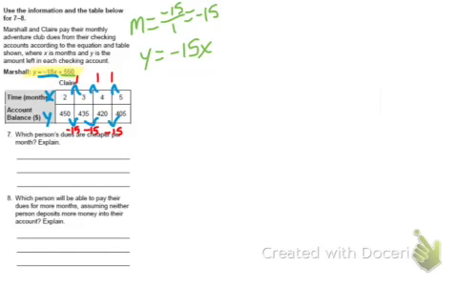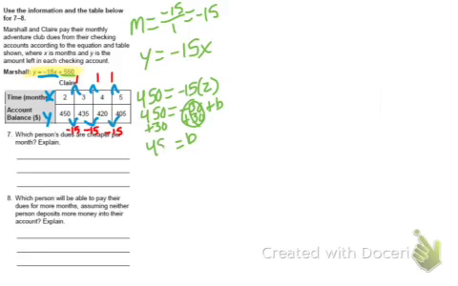Let's plug in some values. 450 equals negative 15 times 2. So 450 equals negative 30. No, it doesn't, so we have to add our b and get rid of 30. So we're going to add 30 to both sides. So b is 480. So Claire's equation is y equals negative 15x plus 480.